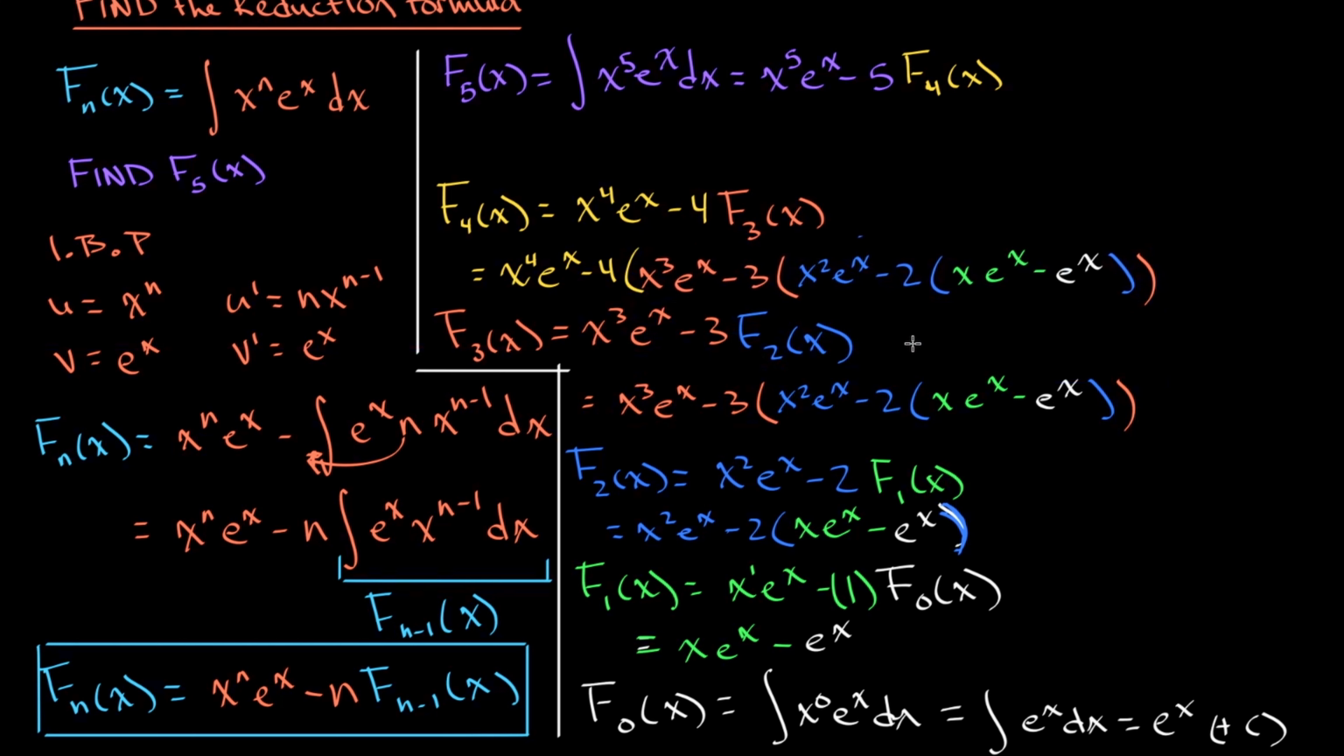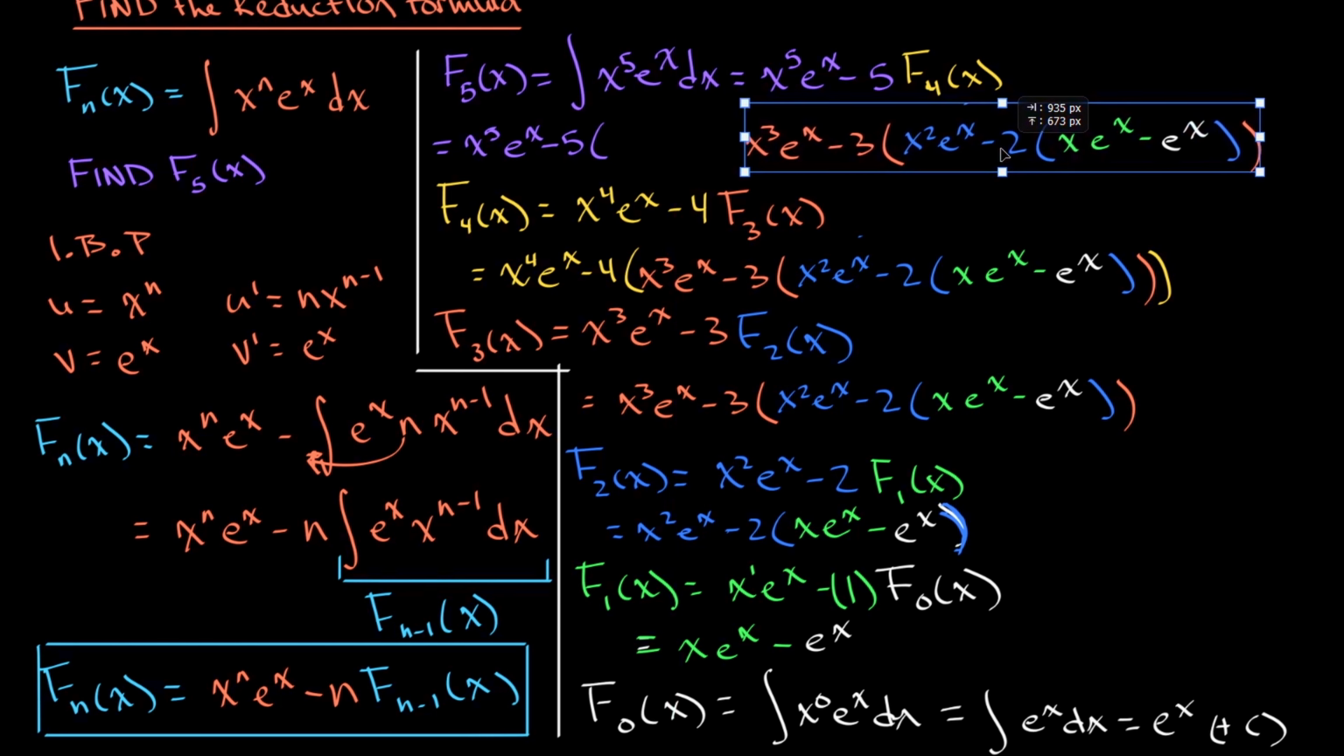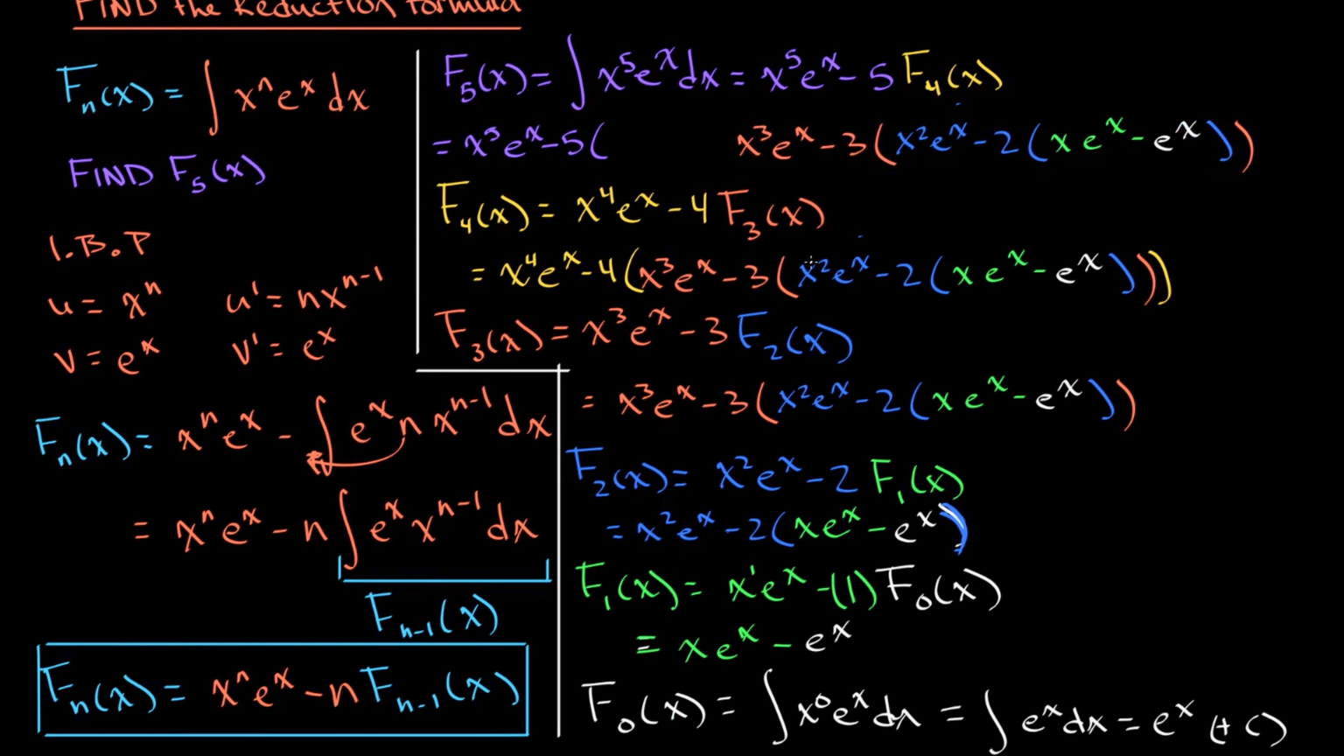Okay. And then we have this here. Let me throw a yellow parentheses on. And then lastly, this is our last step. Here we go. So this is equal to capital F sub 5 of x is equal to x to the 5th power times e to the x minus 5 times everything that we have down here. And that is going to be this. Let me copy paste. We'll move this guy up here. And then we'll fill in what we had in yellow.